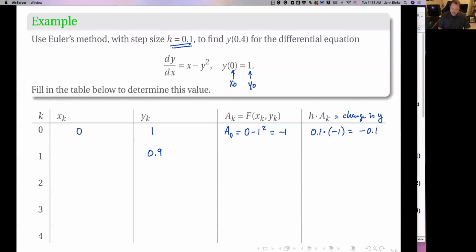And our step size tells me what the next X value is. The next X value that we stepped over to is the one we started at, 0, plus the step value 0.1. So just to remember, you're adding H each time to X, and you're adding H times A each time to Y. So you're adding that fourth column each time. So I'll say H times A_k.